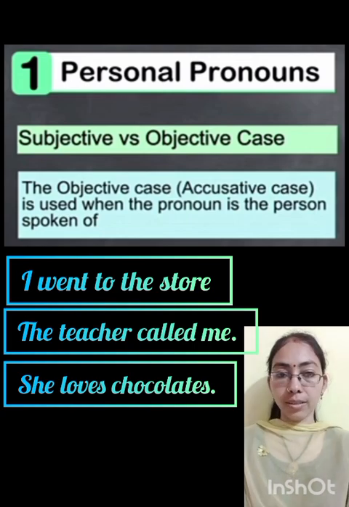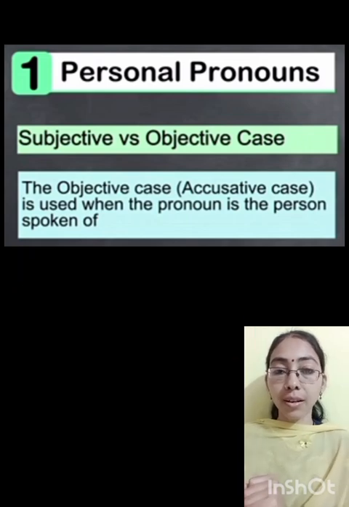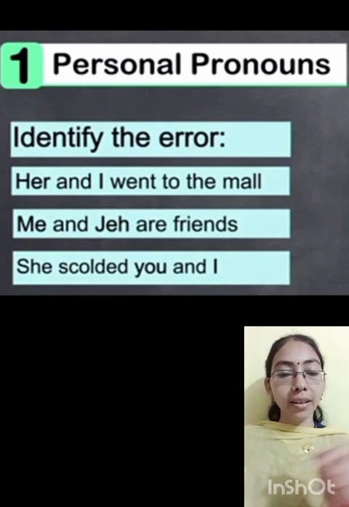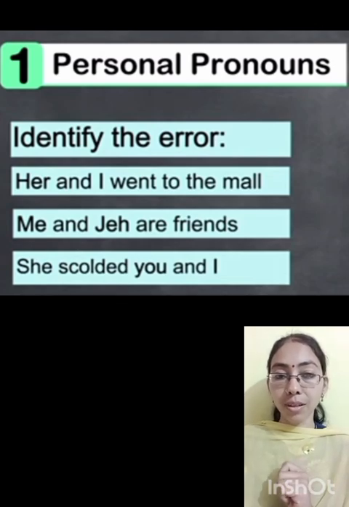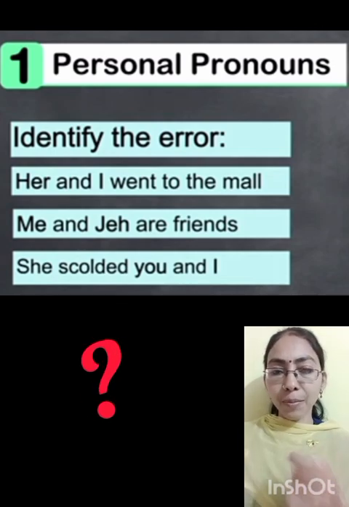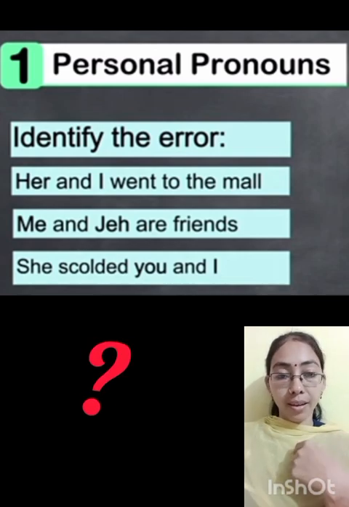She loves chocolates. She is the subject. John gave the book to her. Her is the object and John is the subject in this sentence. So here are 3 sentences for you. Try to identify the errors. The first one, her and I went to the mall. What is the mistake in this sentence? Me and Jay are friends. Tell me what is wrong. She scolded you and I.